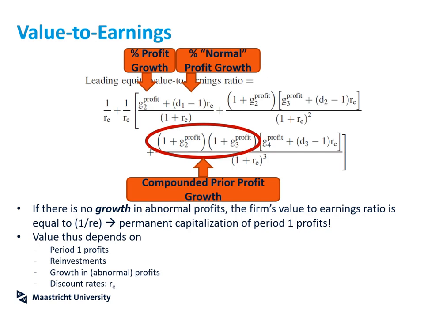So we can see in this case that the value of the firm depends on next year's profits, the reinvestments that we make, because those determine the normal profit growth, then the growth that we have in abnormal profits, and again the discount rate. So we're willing to pay a higher earnings multiple if there is less risk and if the discount rate is by extension lower.